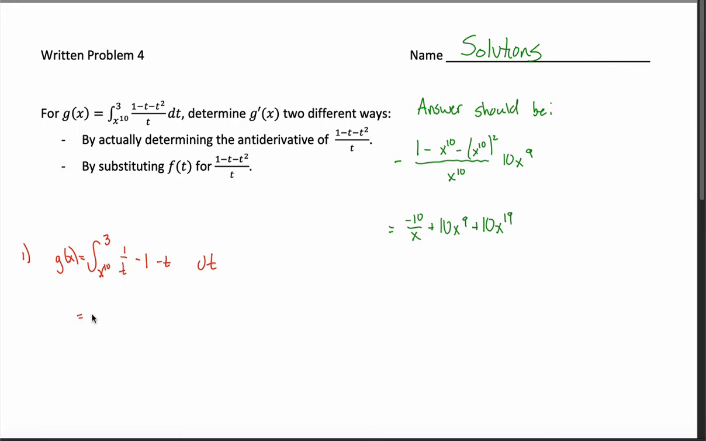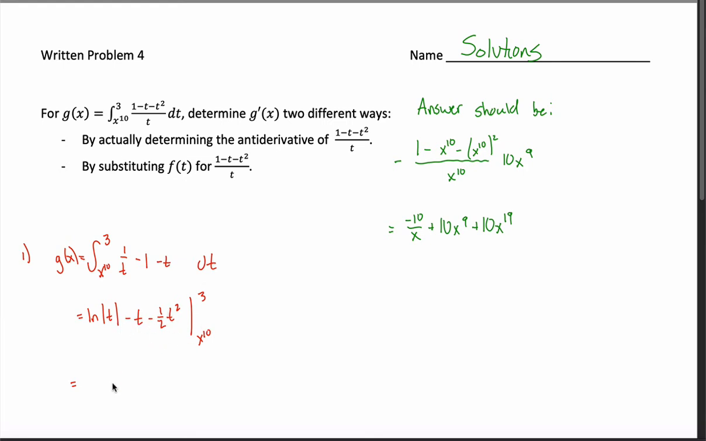The antiderivative of 1 over t is the natural log of the absolute value of t. The antiderivative of this negative 1 is just negative t, the variable that I have. And the antiderivative of this negative t is negative 1/2 t squared. And that needs to be evaluated from x to the 10th power up to 3. And this evaluation isn't too bad.